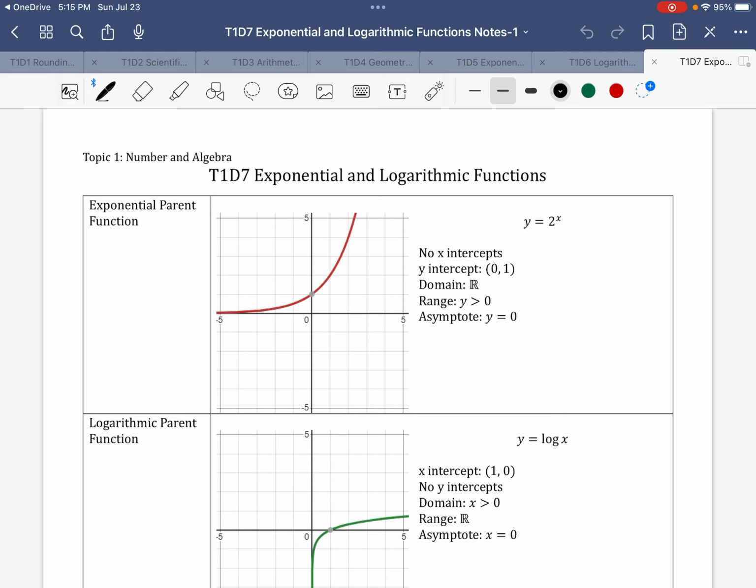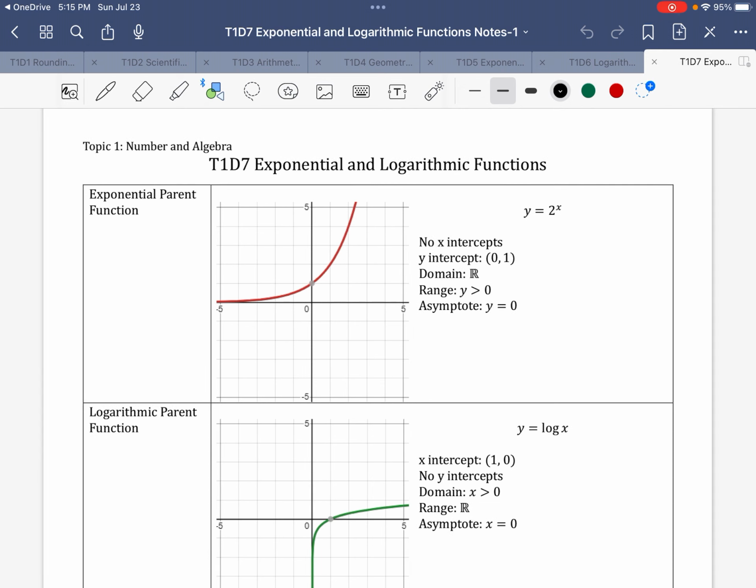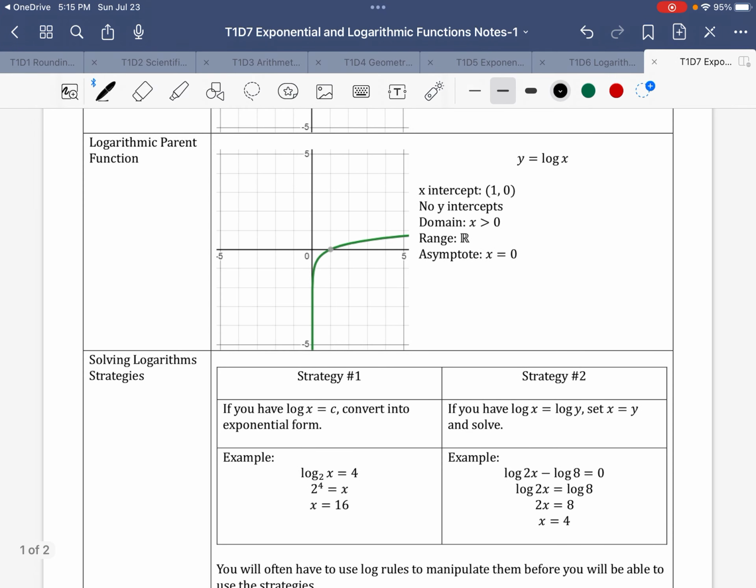And what you'll find is we have no x-intercepts, right? Our x-axis is right here, and our function gets infinitely close to that x-axis, but it never crosses. So there's no x-intercepts. Our y-intercept is at (0, 1). The domain is all real numbers, but the range has to be values that are greater than 0. And we have an asymptote at y equals 0. We'll never cross.